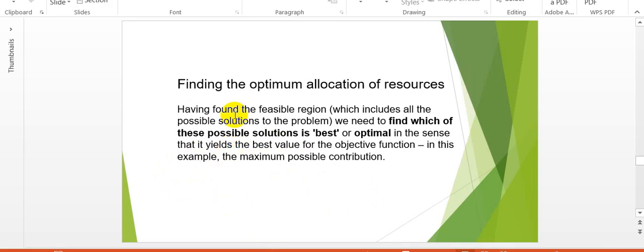Once we have found the feasible region, we then want to find the optimal allocation of the resources. So having found the feasible region, which includes all the possible solutions to the problem, we need to find which of these possible solutions is best or optimal, in the sense that it yields the best results for the objective function.